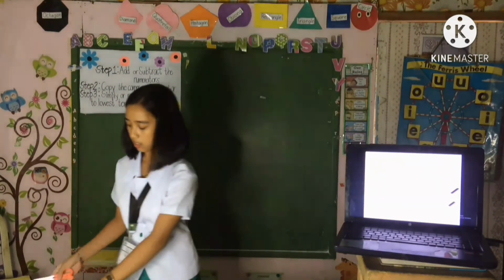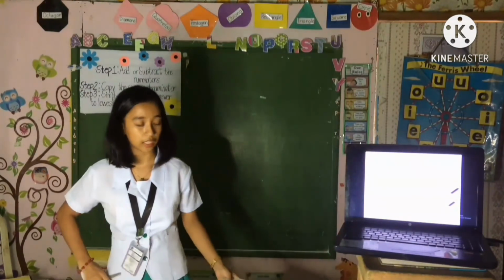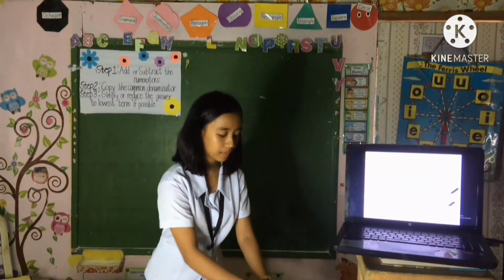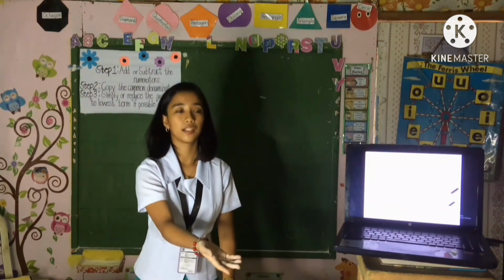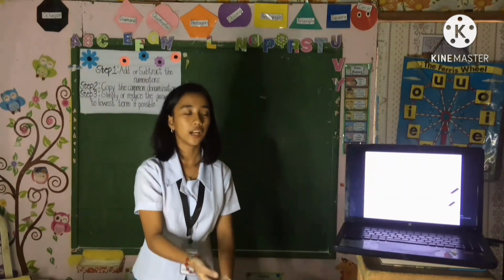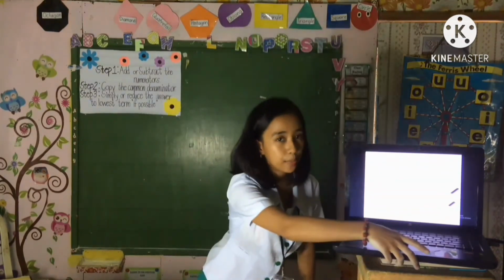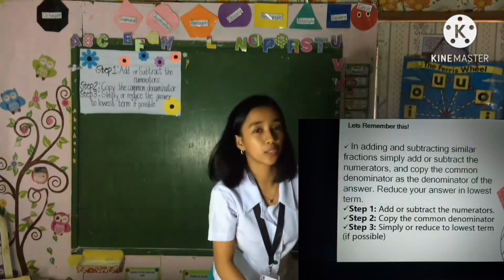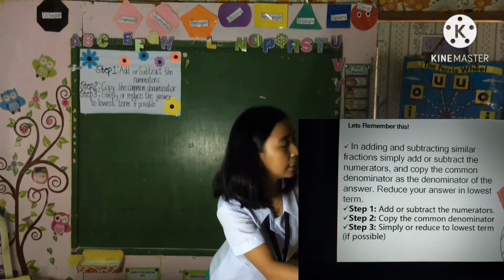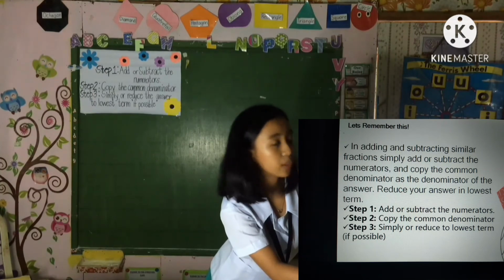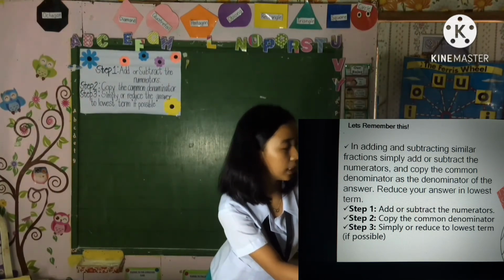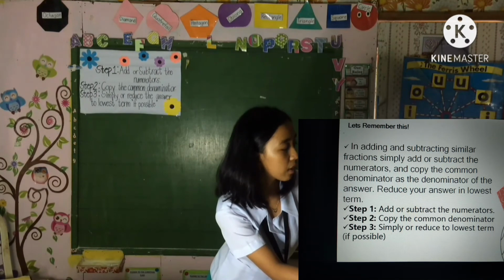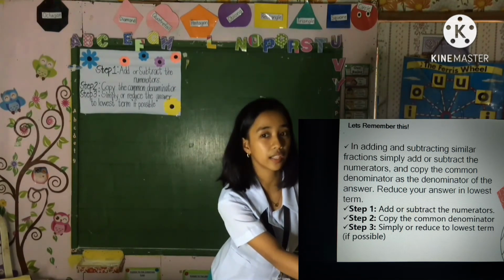Anyone from the class who will share your understanding about this lesson for today? Anyone? Very good. Another one. Excellent. Another one. Correct. So let's remember this. In adding and subtracting similar fractions, add or subtract the numerators and copy the common denominator as the denominator of the answer. Then reduce your answer to simplest form.